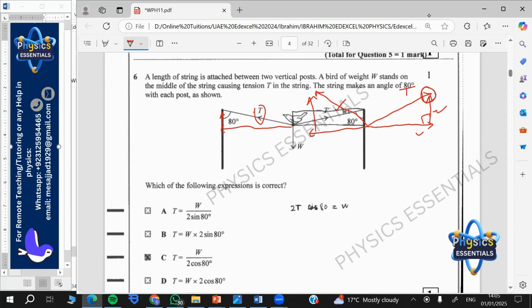Okay, remember, they are at 90 degrees with each other. Now here you have 80 and here you have 90. So the side where you have the angle theta and the 90 is always your base. And base always reflects cos theta.